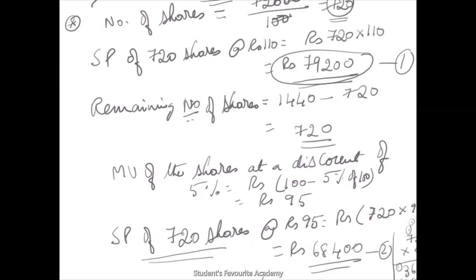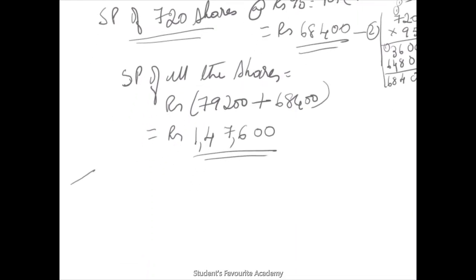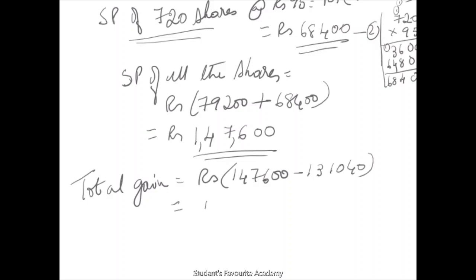So they asked us the total profit or loss, total gain or loss. It is gain because SP is more. So her total gain is equal to rupees 1,47,600 minus her investment, which is 1,31,040. Okay, so that comes out when you subtract, it will be rupees 16,560. Okay, so this is the answer.